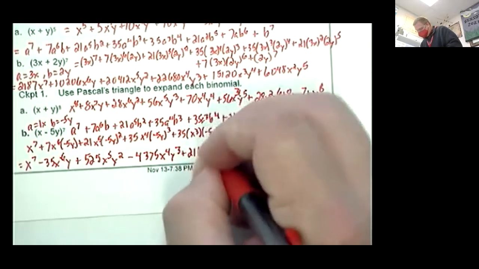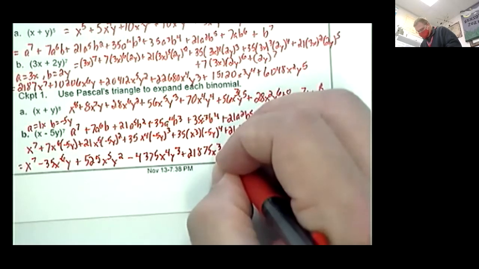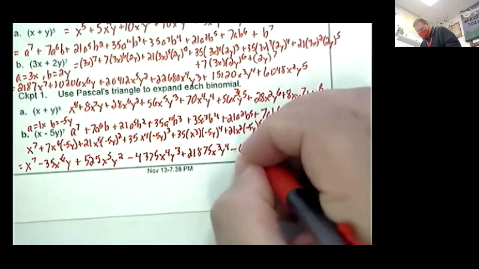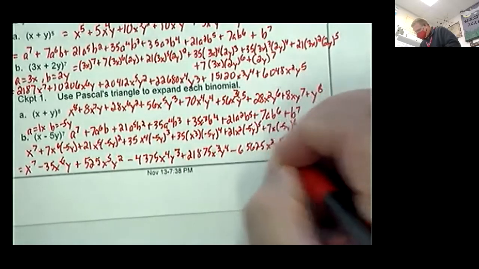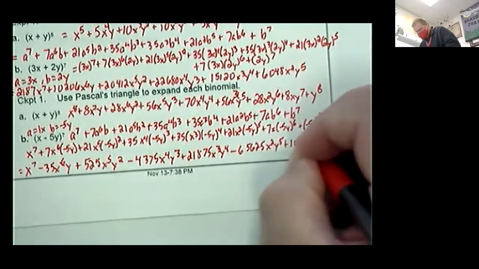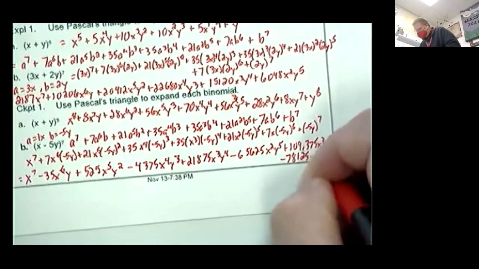21,875 x cubed y to the 4th minus 65,625 x squared y to the 5th, almost there, plus 109,375 x y to the 6th minus 78,125 y to the 7th.